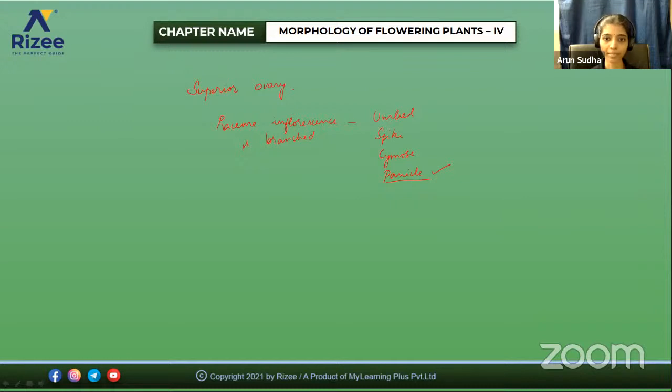Yes, option A. So you are clear, right? So what is a perianth? Perianth is found in a flower in which calyx and corolla are not distinguishable.